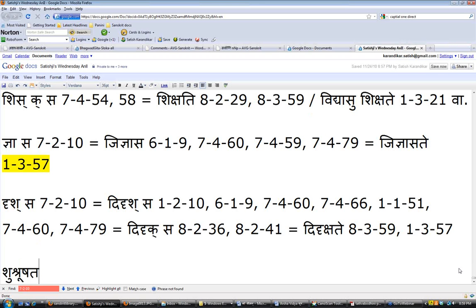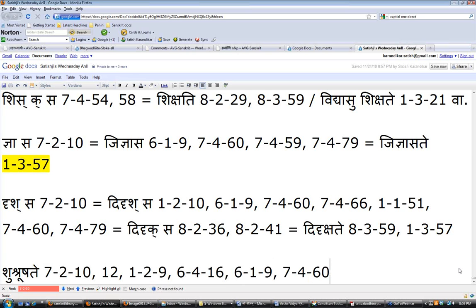Shushrushate. So here, the main things were 7, 10, we can mention 12 also. And then after that, we did the 6, 4, 16. Before that, 1 to 9, Inishedaha. 16, Dirghajeshaha. And of course, Abhyasaha, Haladisheshaha.